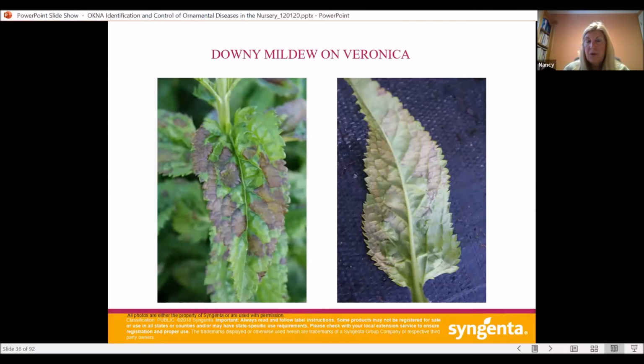This is downy mildew on Veronica. And so when you first look at it, you might think, I have spray injury, or do I have some foliar nematodes? Because when I look, I see that the necrosis is banded between those veins. But if you turn it over, you will likely see, if the conditions are fairly humid, the sporulation that occurs on the undersides corresponding to those necrotic patches.